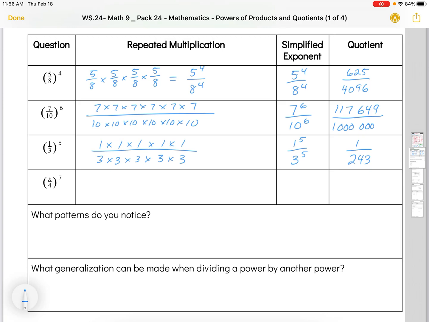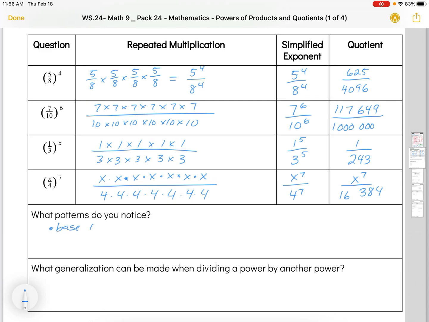Okay. x over 4 to the 7th. So I'm going to have x times x times x times x times x times x times x, that's 7 of them, over 4 times 4 times 4 times 4 times 4 times 4 times 4. So I'll get x to the 7th over 4 to the 7th. Now x to the 7th, because it's a variable, that's as far as I can go with it. 4 to the 7th is 16384.